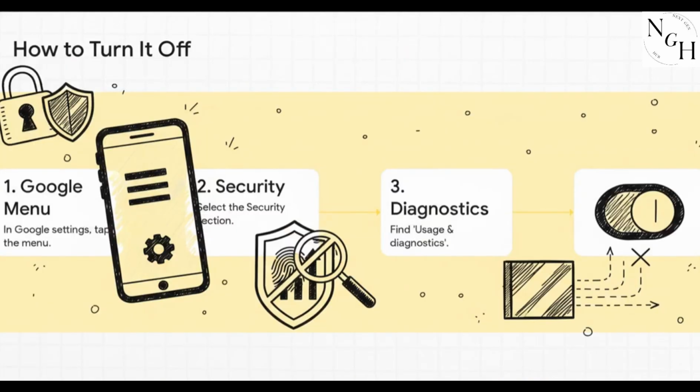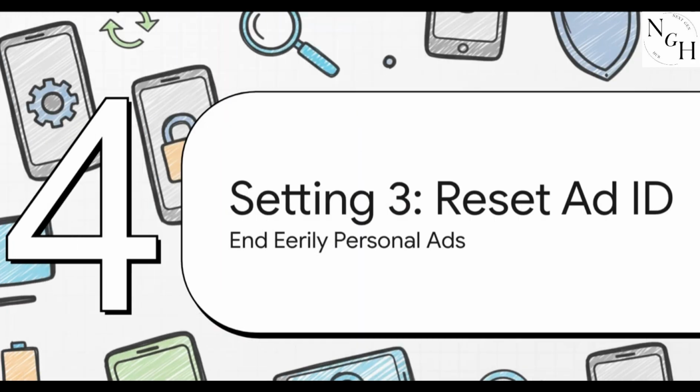And the good news is, turning this one off is even faster. It's usually found right in the security section of your Google settings. Just find Usage and Diagnostics and flick that switch to off. And just like that, you've told your phone to keep your business to yourself. And now we've arrived at the final setting. And honestly, this might be the most impactful one. This is the setting that's responsible for those ads that feel like they know exactly what you were just talking about. It's time to put a stop to that.